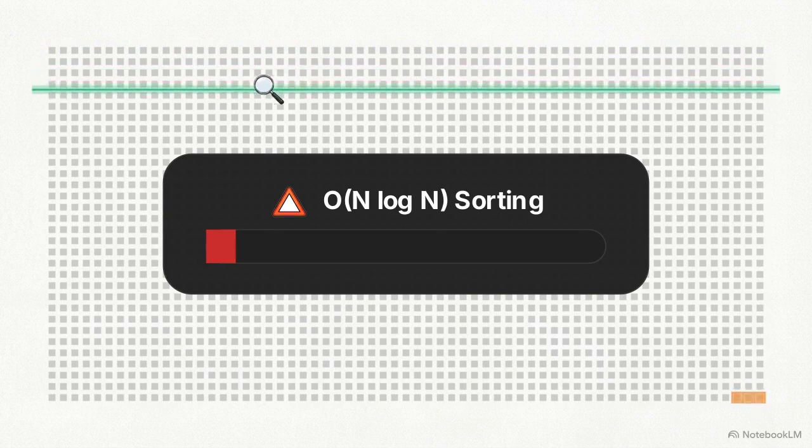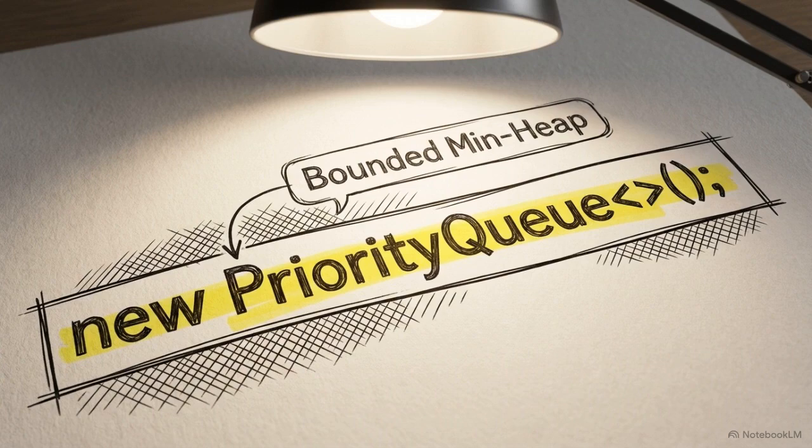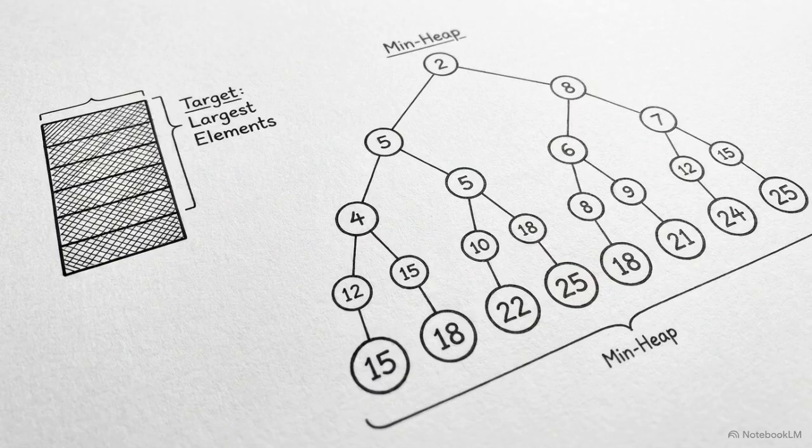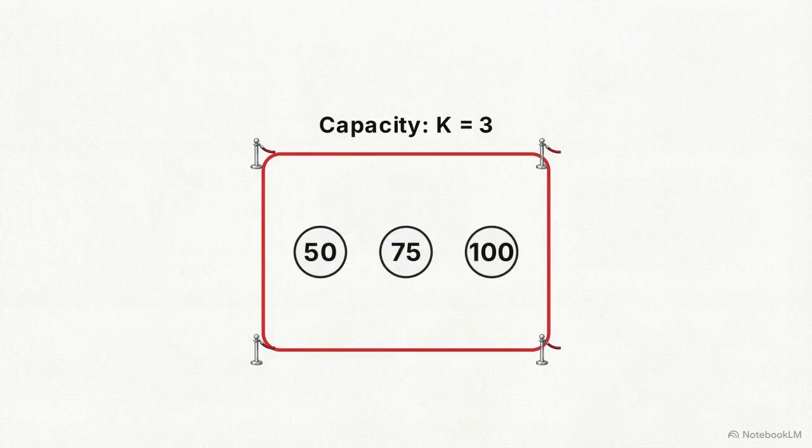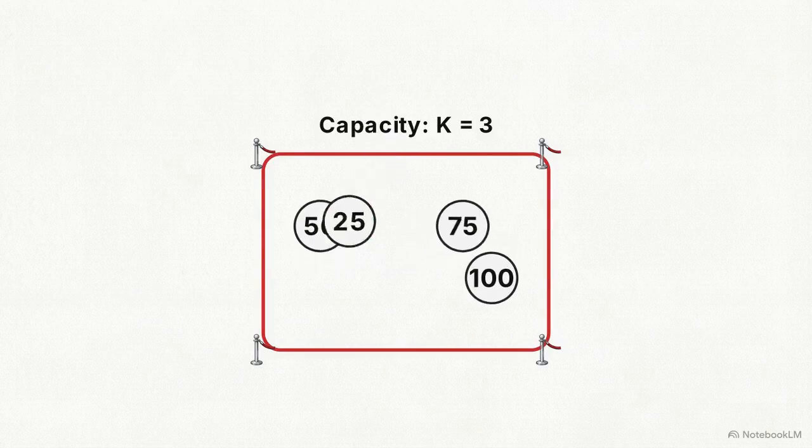To fix this, bypass full dataset sorting entirely by using a priority queue configured as a bounded min heap. The logic here feels counterintuitive. If you want to keep the absolute largest elements, you actually have to use a min heap. Think of the heap as this velvet rope enclosure with a strict capacity limit of size k. It currently holds exactly 3 items.